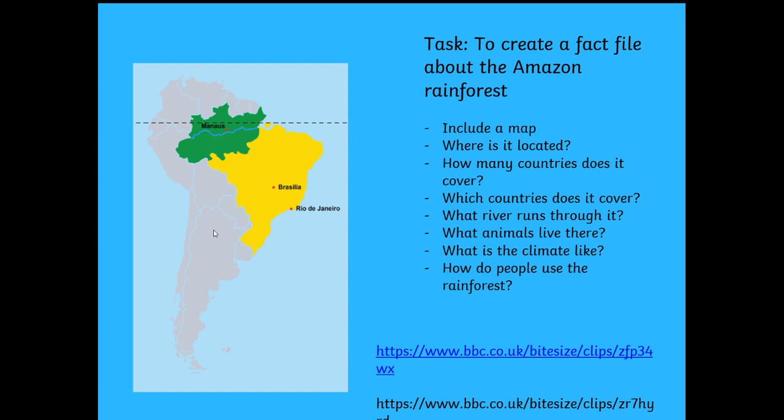So your task today will be to create a fact file about the Amazon rainforest. Can you include a map? Can you include where it is located? So which countries does it cover? How many countries does it cover? Can you name those countries? What river runs through it? What wildlife can be found there? What is the climate like? And how do people use the rainforest? So you might want to find out about deforestation and the other uses that people have of the rainforest.